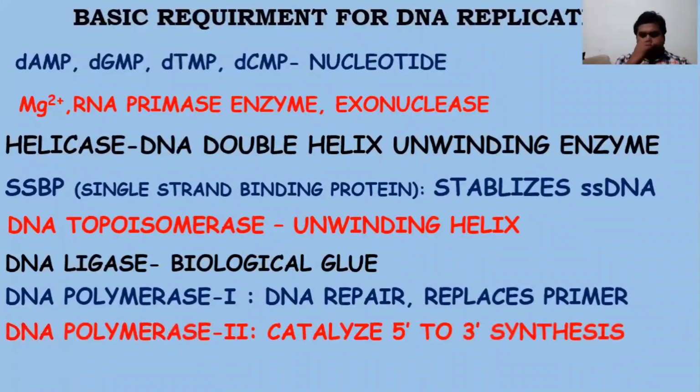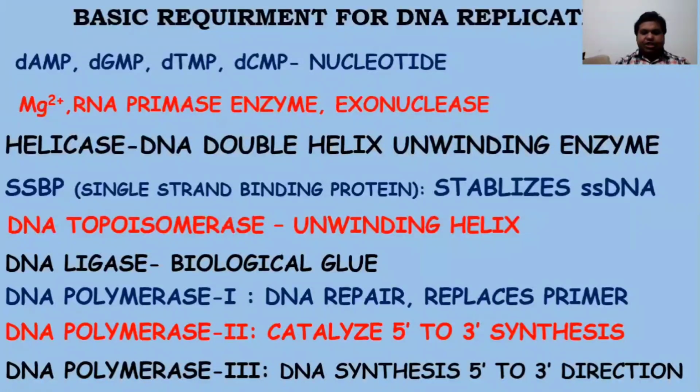DNA polymerase II, it catalyzes the synthesis of DNA in the direction 5' to 3'. Also DNA polymerase III, it's the main enzyme, remember, for DNA synthesis. So it helps in DNA synthesis in the direction 5' to 3'. This point, remember, it's very important. So please be focused on it.